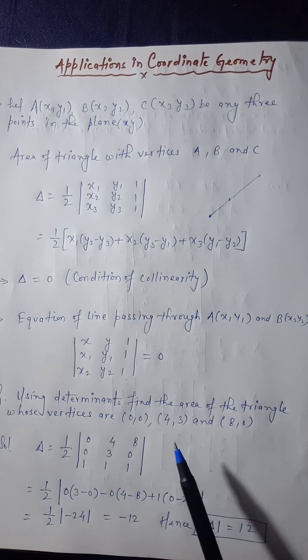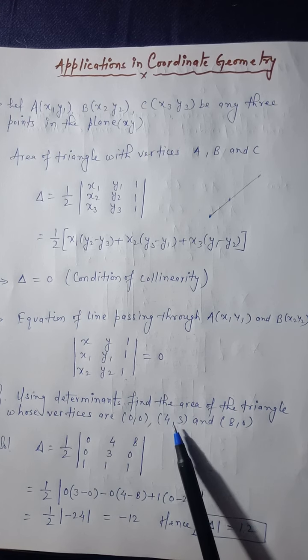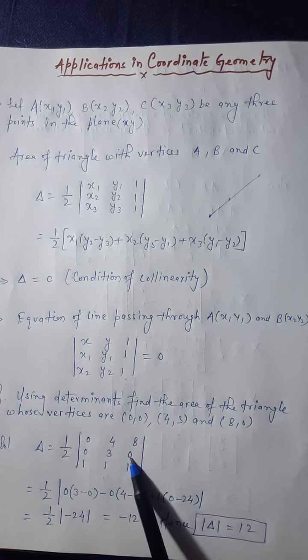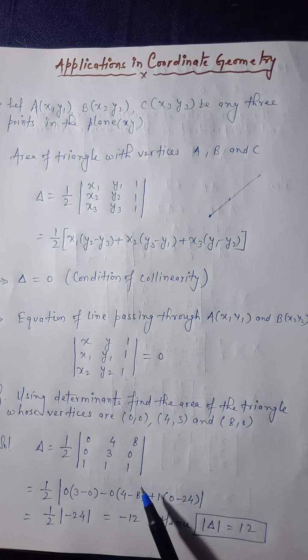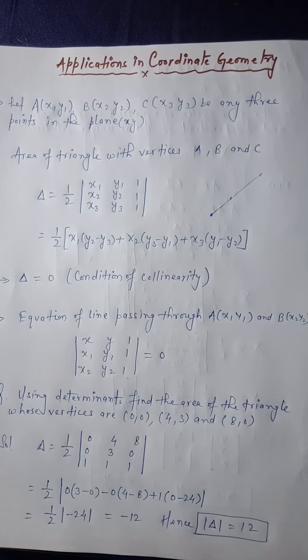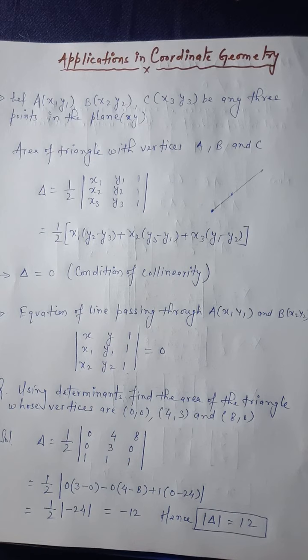Similarly, when these 2 points are given and we need to find the equation of a line, just replace this (8, 0) here and write down x and y and solve it. You will get the equation of line, right? So our next video will be based on properties of determinant and we will take more problems on it.